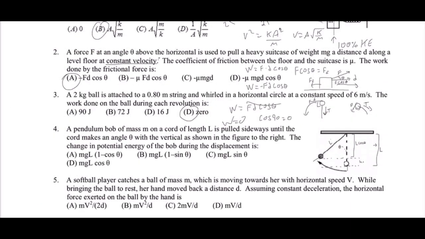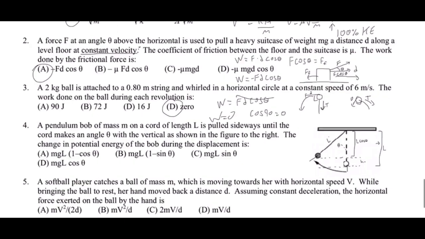All right, question 4. A pendulum bob of mass m on a cord of length L is pulled sideways until the cord makes an angle with the vertical as shown in the figure to the right. The change in potential energy of the bob during the displacement is... All right, so let's zoom in on this over here.